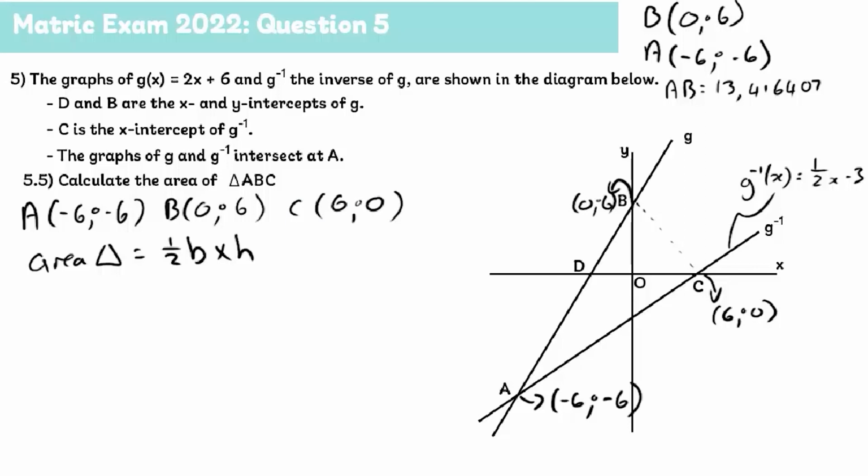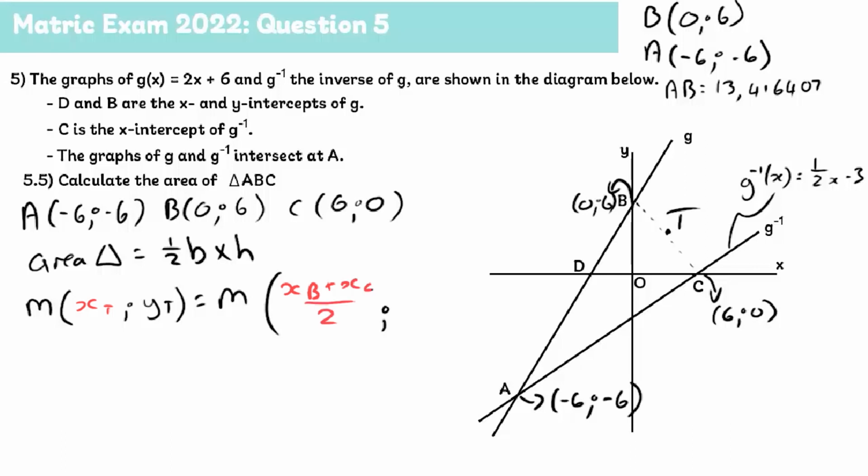Now that we have that, let's calculate the midpoint of BC. And the midpoint would be, let's call it, somewhere over here is a midpoint. Let's call that T. So it'll be the midpoint of the value xT and yT, and that will equal (xB + xC) over 2, and then we'll have (yB + yC) over 2.